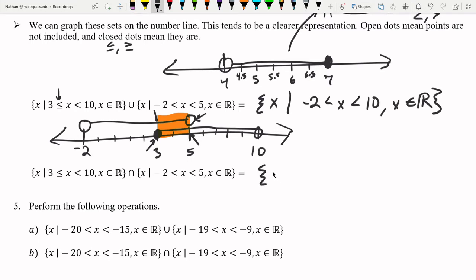So it's going to be the set of all x such that 3 is the smallest value. It can equal 3, so it's 3 less than or equal to x, and 5 is the highest value. It is not equal to it though. Of course, x is an element of the real numbers. Okay, give this a try in number 5.